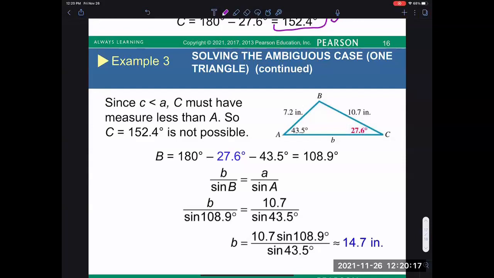And then once you know that that angle is the only one that's possible, you find the missing angle, and then you do law of sines one more time to find the last missing side. And then you get this triangle that's shown here.